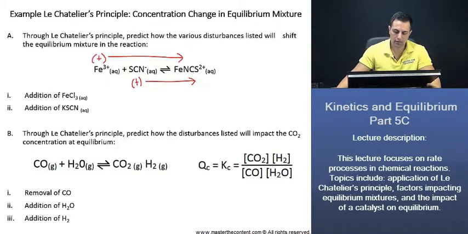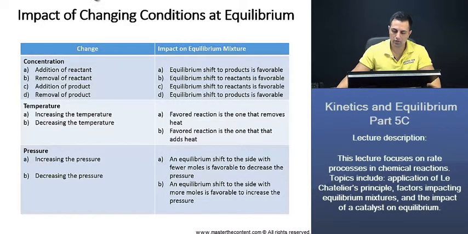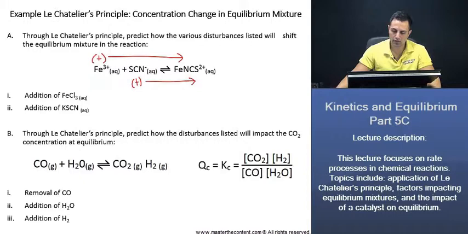Wonderful. And that's exactly what it said here, right? It said with the addition of a reactant, equilibrium shift to products is favorable. Wonderful. Now, if we take a look here at B, through Le Chatelier's principle, predict how the disturbances listed will impact the carbon dioxide concentration at equilibrium. At a reaction here of carbon monoxide plus H2O gas in equilibrium with carbon dioxide plus hydrogen gas, I think there should have been a plus sign here.